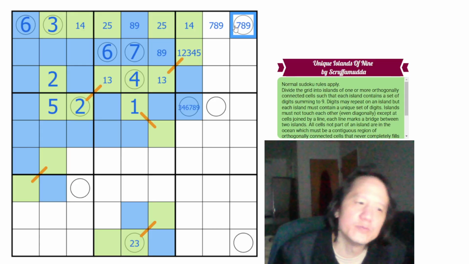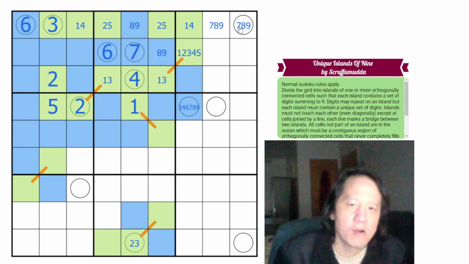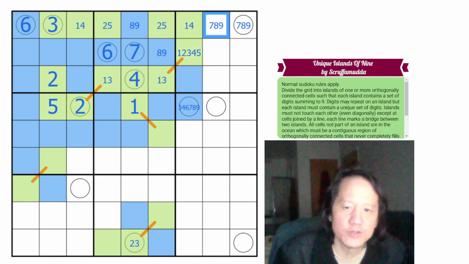It could be none. If this were part of the island, it would be too big, right? You'd have 7 plus 1 plus 2, which is already 10. So therefore, this has to be ocean.